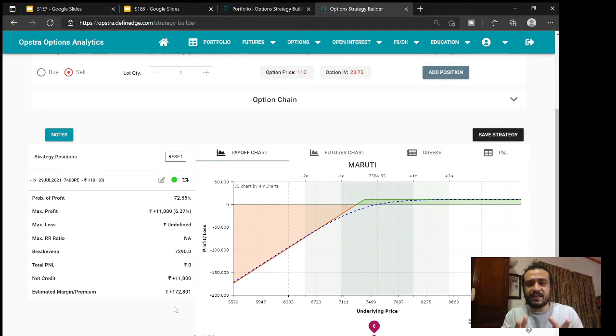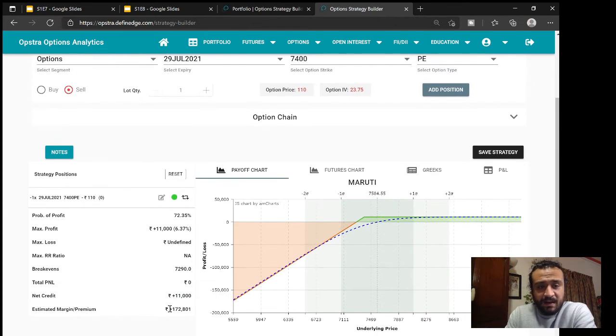This is not a fixed thing. Different brokers will charge you a different margin structure, but it's quite reliable. Within plus minus 10% is what you can expect. So 11,000 rupees will be my premium received. Now my break even point is 7290, that is nothing but 7,400 minus 110. We have studied how to calculate break even points.